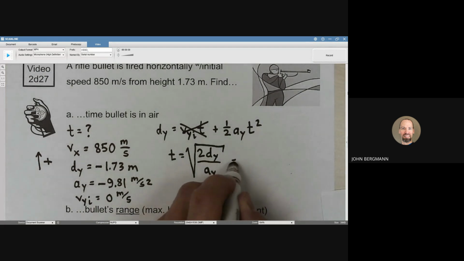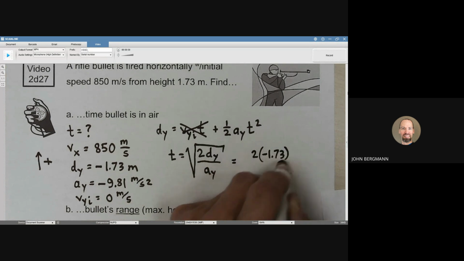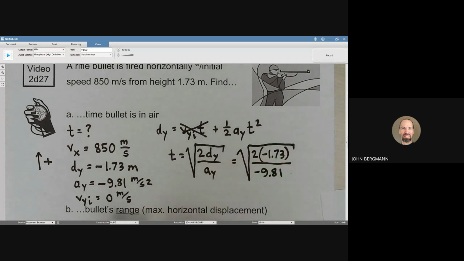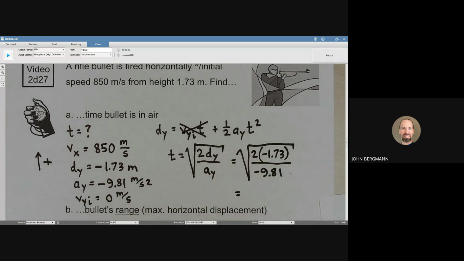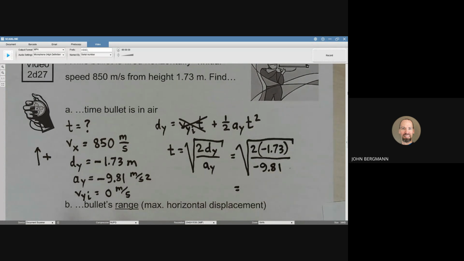So let's put the numbers in. 2, dy is negative 1.73. I'm going to leave the units off because we checked them. You can see here that the negative signs disappear. Make sure that you take the square root of this whole thing, not just the square root of the numerator. And when you do this, you get 0.594 seconds. I'm looking at significant figures now. That's how long this bullet is in the air.